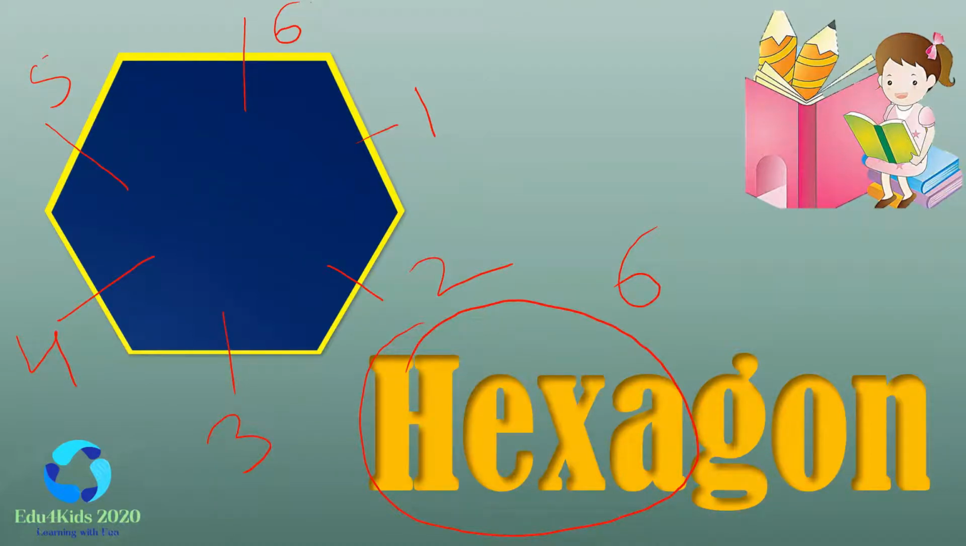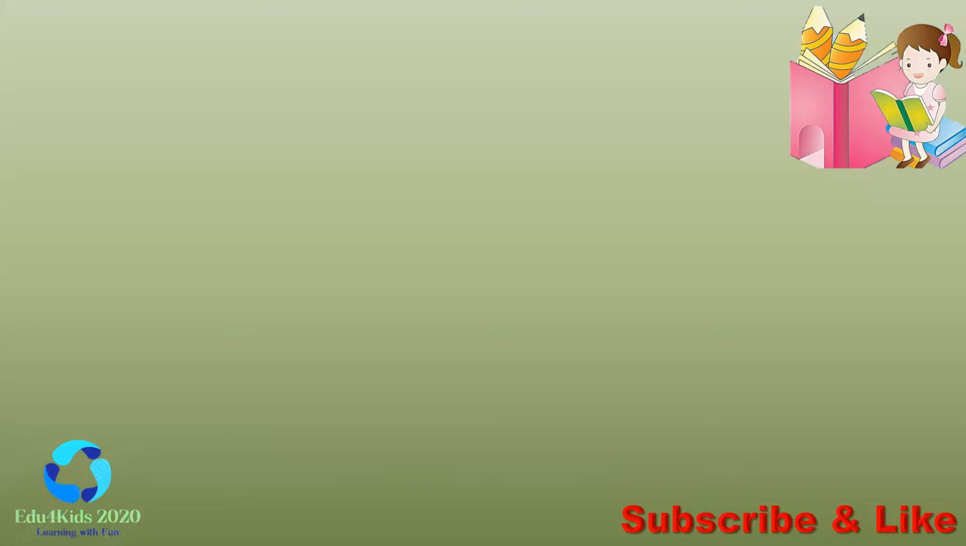So you can easily remember the name and the shape. So hexagon have six sides. They can be equal or unequal. Okay, let's move to the next.